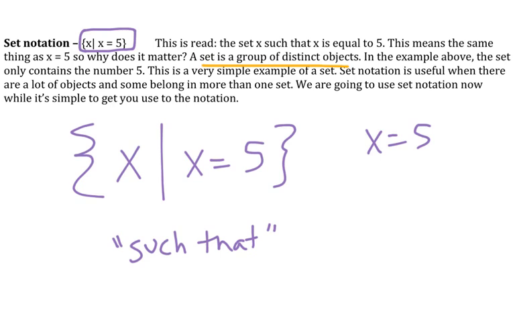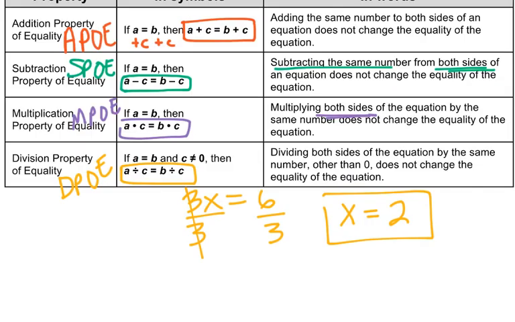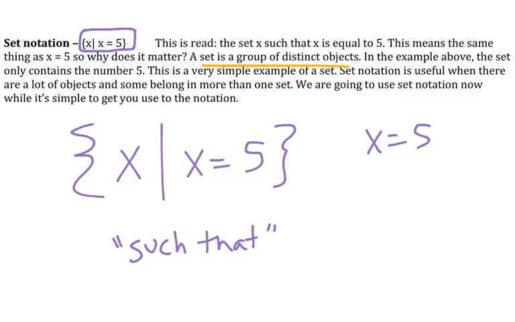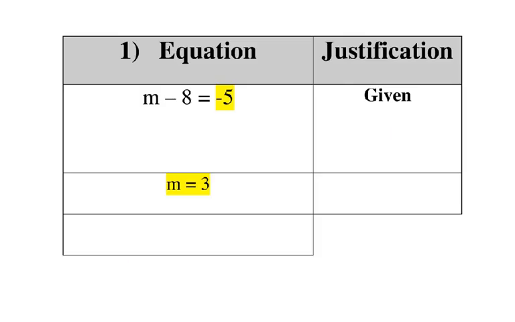Okay, so let's do some problems where we solve using our justification, our properties that we just talked about, and we're also going to write our answers in set notation. So let's go to number 1. You'll need to fill in where I've got the bright yellow. That means that your paper is missing those numbers, and so you're going to need to write that in there.